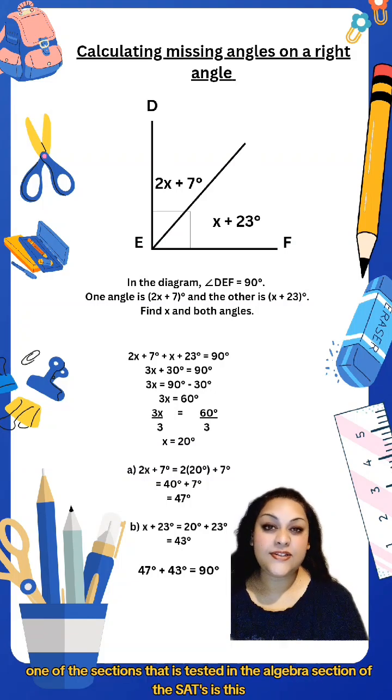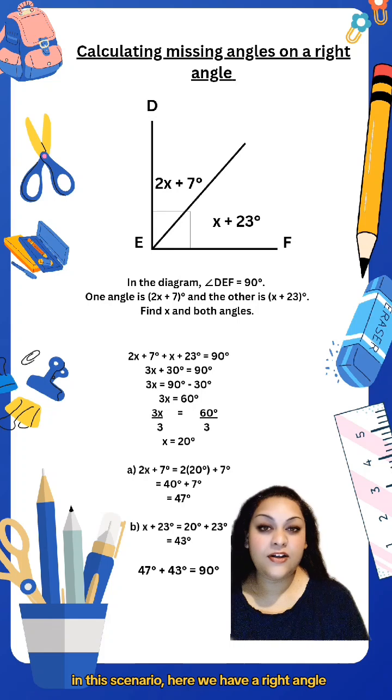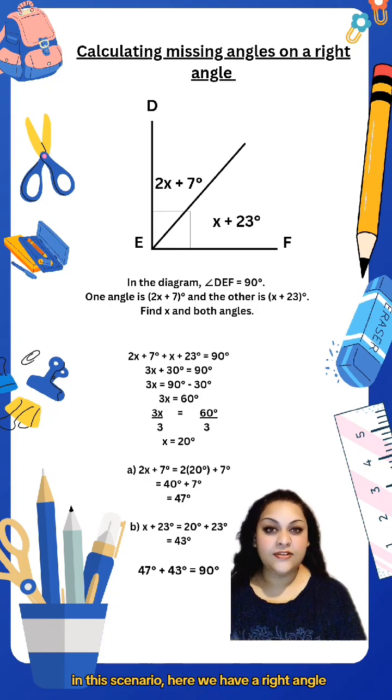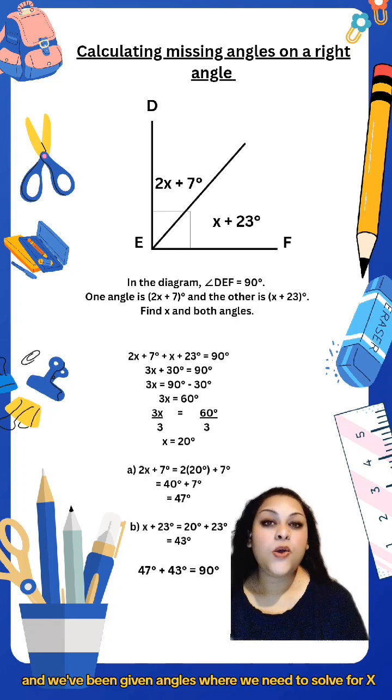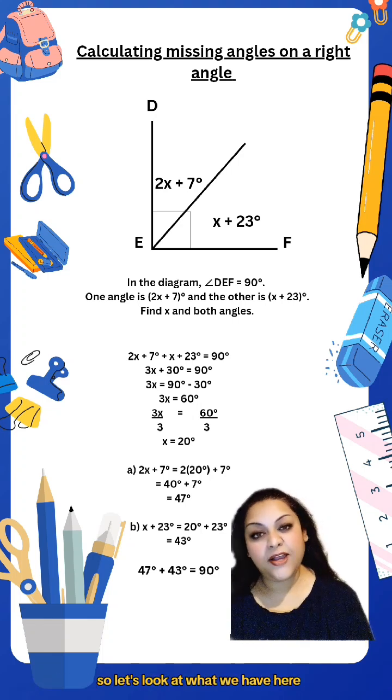One of the sections that is tested in the algebra section of the SATs is finding missing angles. In this scenario, we have a right angle and we've been given angles where we need to solve for x and to figure out what exactly the angles are about. So let's look at what we have here.